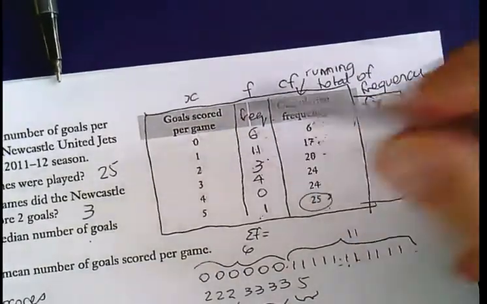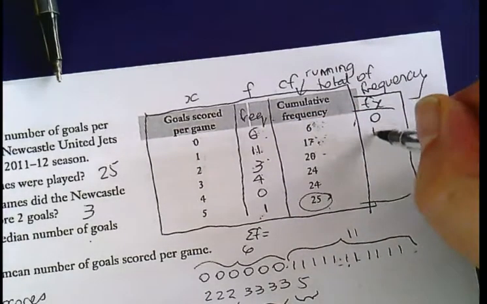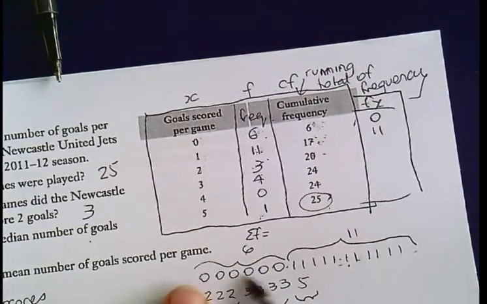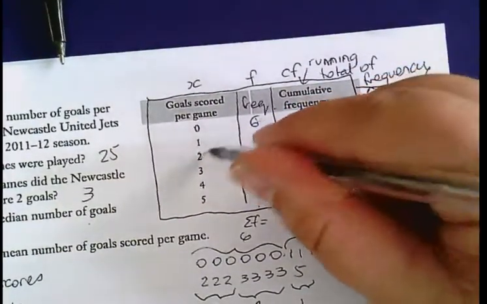So in 6 games, no goals were scored. 6 times 0, that's no goals. In 11 games, 1 goal was scored. 11 times 1 is 11. You know what I'm just doing? I'm adding up what all the zeros add up to. I'm adding up what all the 1s add up to. What do you think all the 2s add up to? 6. Isn't it just 2 times 3?